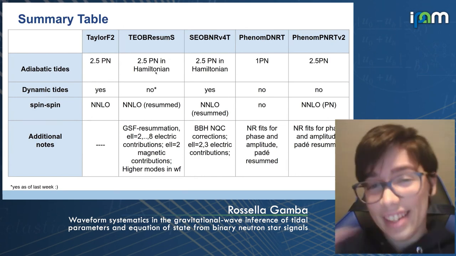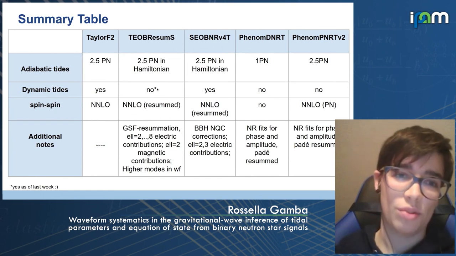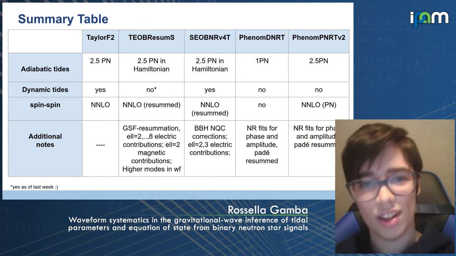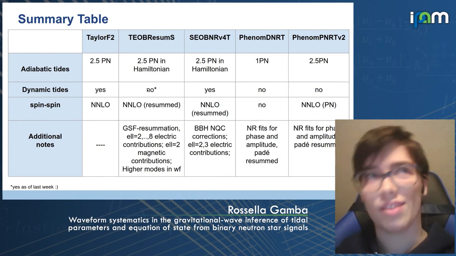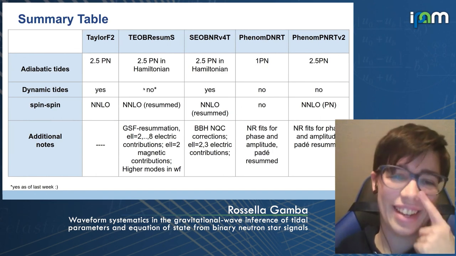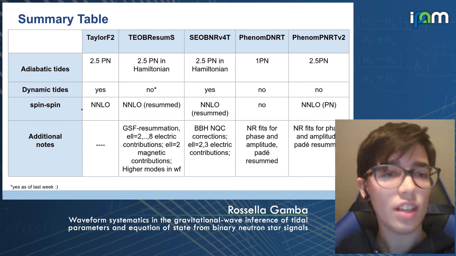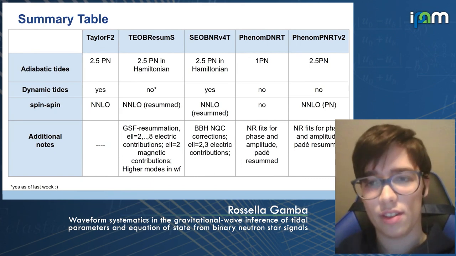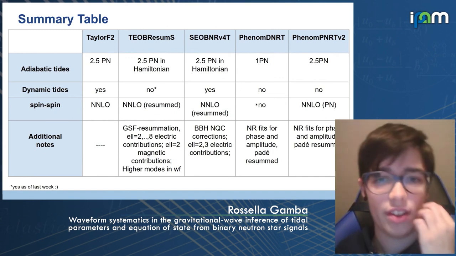It is technically not available in TEOBResumS, or at least it wasn't up to 2 weeks ago. Last week we implemented it, so it is now available, but we haven't done any science with it, and it has not been debugged and tested at length. So it will be available, though, in the future. The quadrupole-monopole terms are, again, also included in all these approximants, except, again, this PhenomD, which is a bit older than the others.